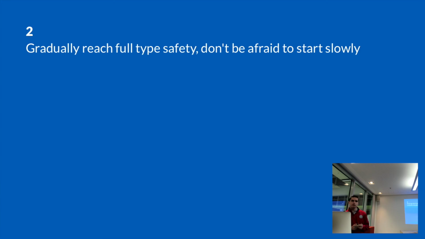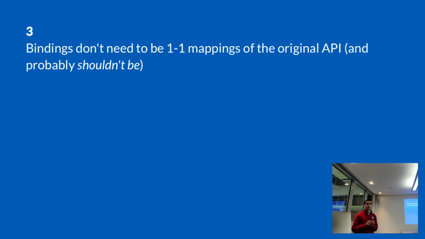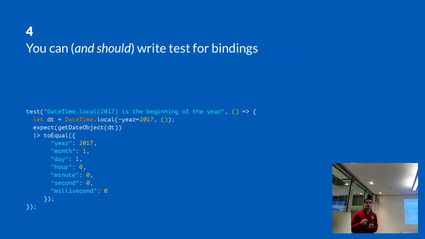Thirdly, bindings don't need to be, and probably shouldn't be, one-to-one mappings to the original API. Reason, or OCaml, is a different language from JavaScript, so you probably shouldn't have the exact same API. There are a lot of cases where you want something different. Fourth, you can and should write tests for bindings. And how do you do it? Well, in the case of Luxon and other bindings out there, you can just take all the original JavaScript tests for the package you're writing bindings to and put them in your repository.